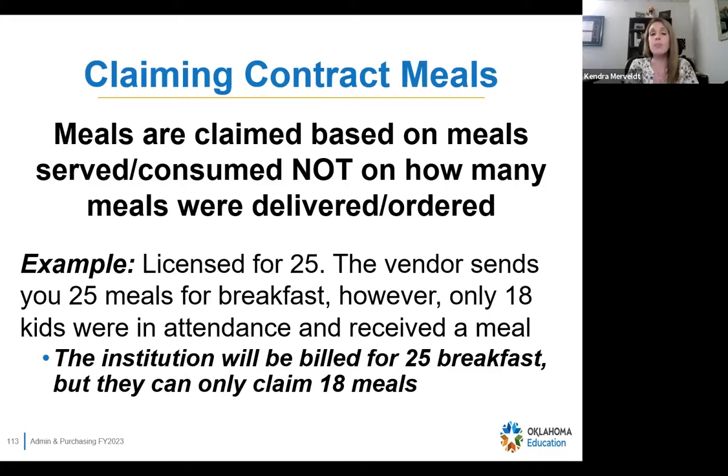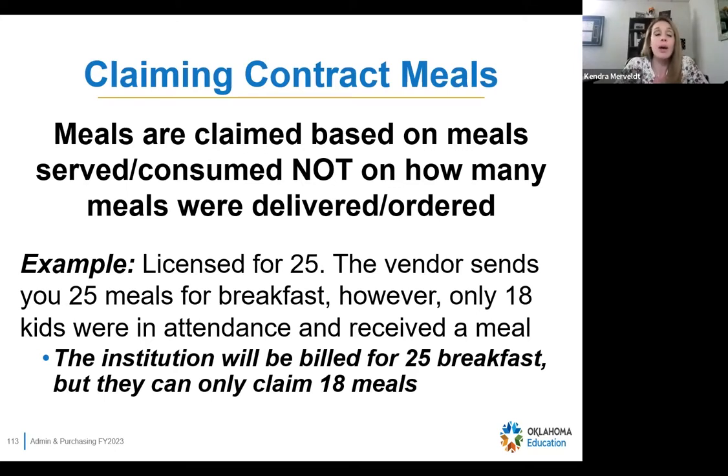Now, as we talked about earlier, you cannot claim more meals than what was in participation. This has happened to a center that I had. You can only claim meals that were fed to a child. It's based on the point of service, and in this case, attendance kind of helps. An example is maybe your license is for 25, and you have a contract, in this case with the school district. Every morning, because you have 25 enrolled, they bring you 25 breakfasts.